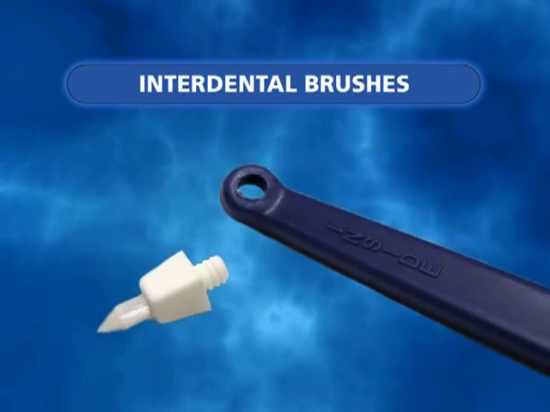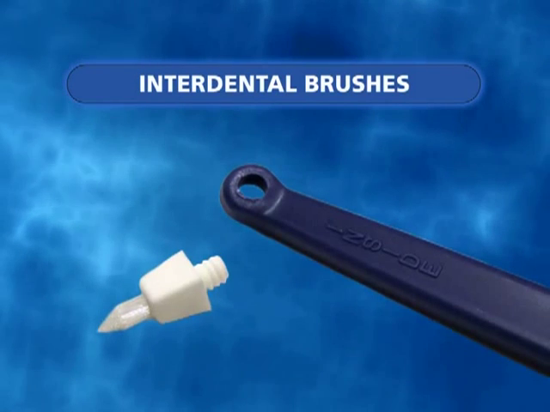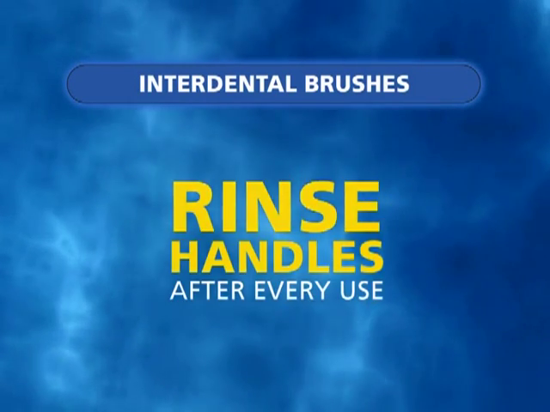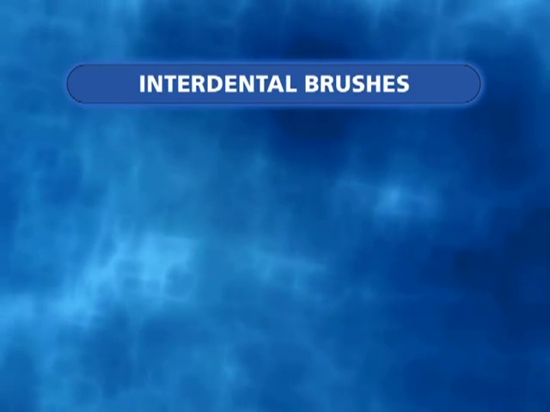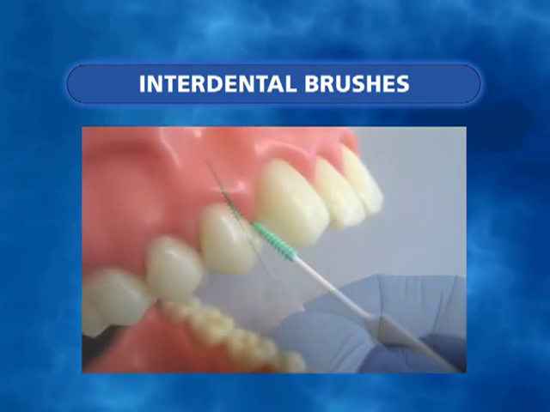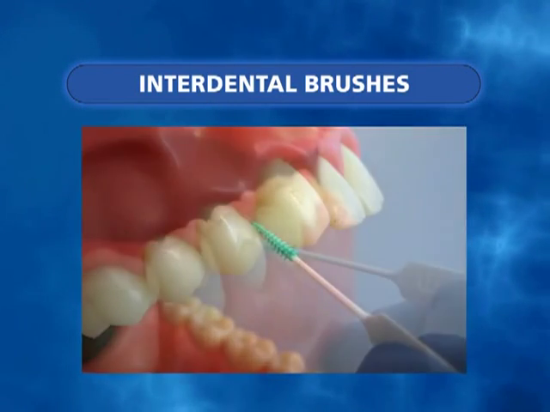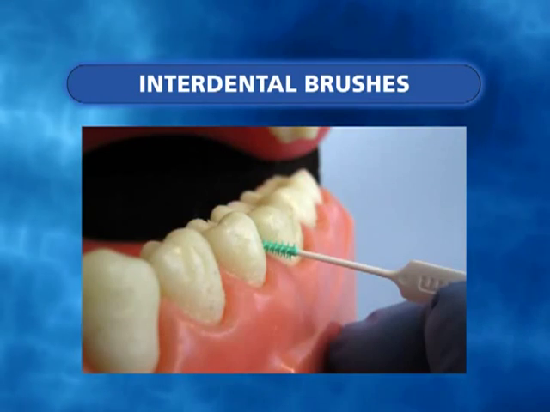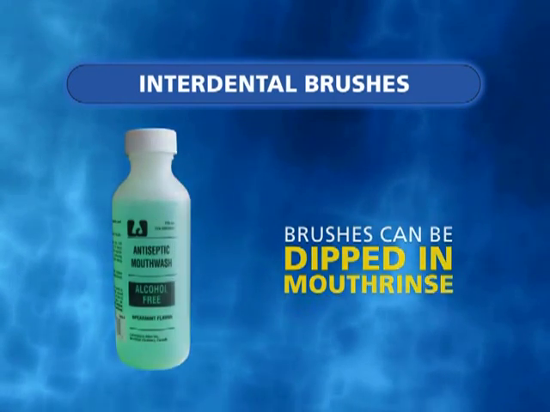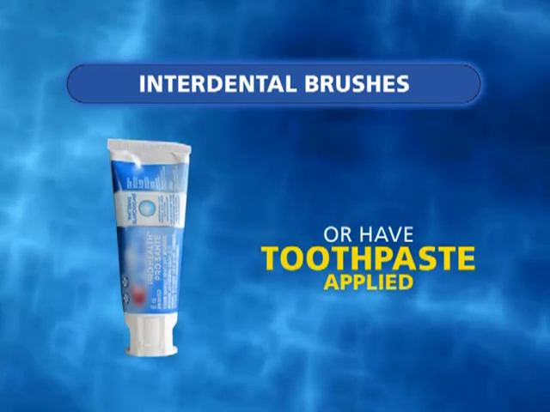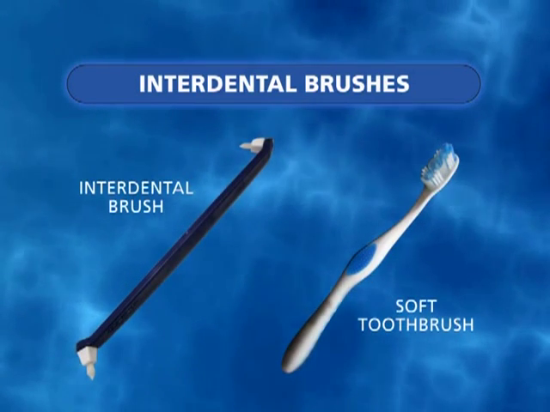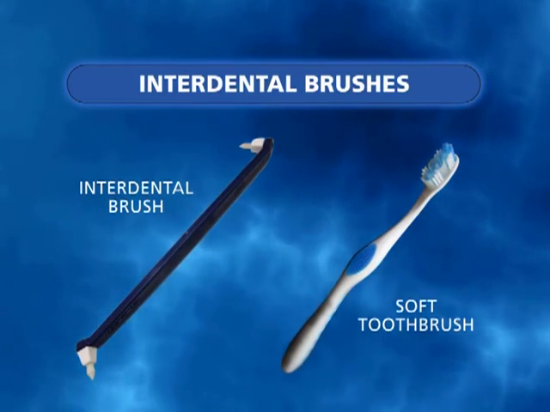Brush tips are usually disposable, while the handles can be used for years. These handles should be rinsed after each use. There are some interdental brushes that are completely disposable, meaning when the brush tip is worn, the whole brush, including the handle, is disposed of. Interdental brushes can be dipped in mouth rinse or have toothpaste added to help clean between the teeth. These brushes should be maintained the same as a regular toothbrush.